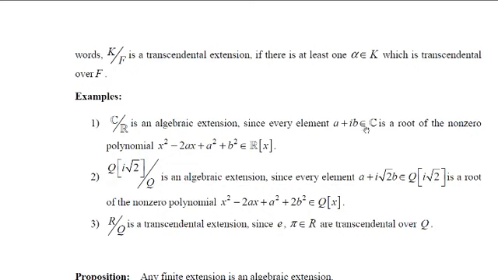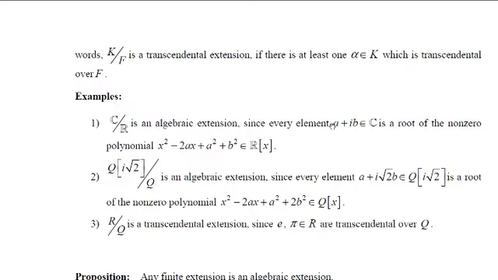Therefore, every number of C is a root of some non-zero polynomial of R of x. These are real coefficients. Similarly, Q of i root 2 over Q, we know that both of them are fields and Q is contained in this. Therefore, this is an extension field, an algebraic extension. Why? Because every element of this is of the form a plus i into root 2 b, where a and b are rationals, is a root of some non-zero polynomial.